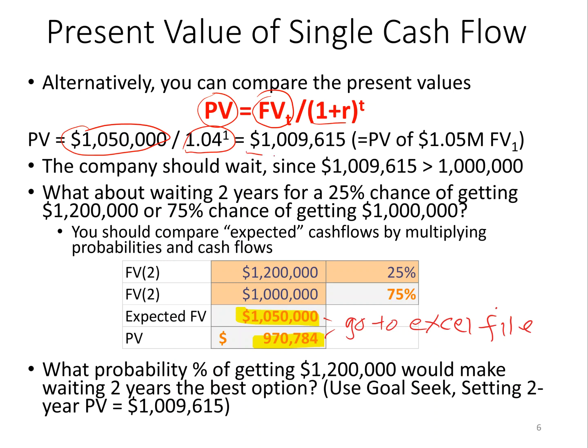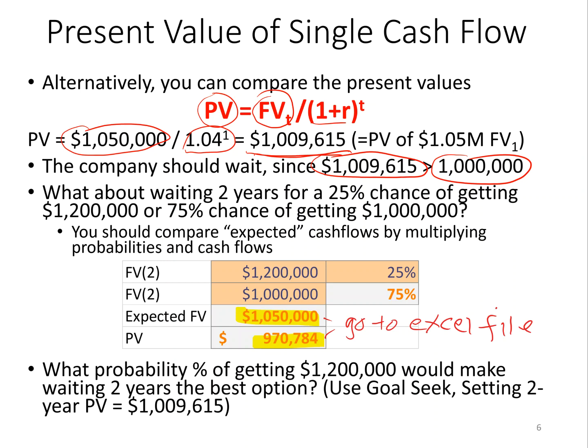So that $1.05 million has a present value of $1,009,615. Now it's another way to see quite clearly that I should wait. The present value of the $1.05 million exceeds the present value of receiving $1 million today. So it's just another way of doing the analysis. But it's important to notice that you need to convert them both to future values or both to present values.